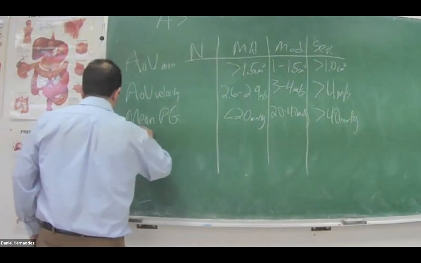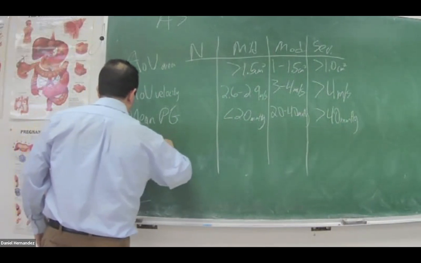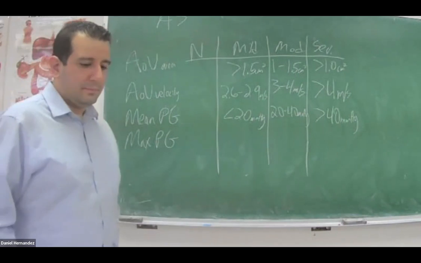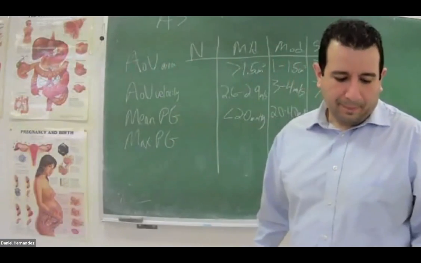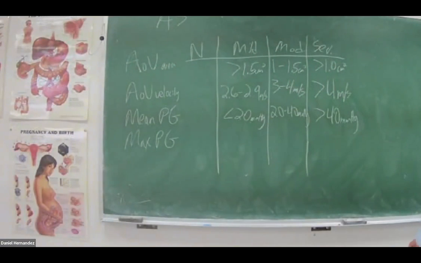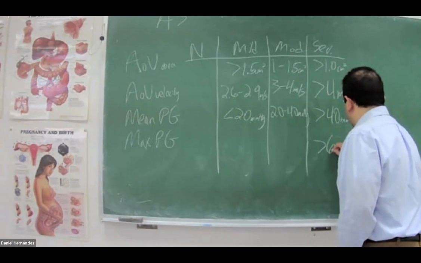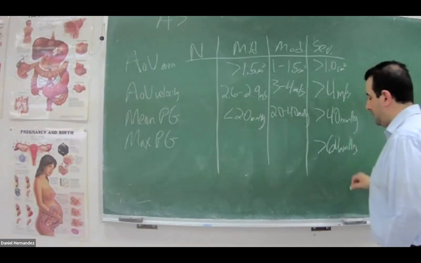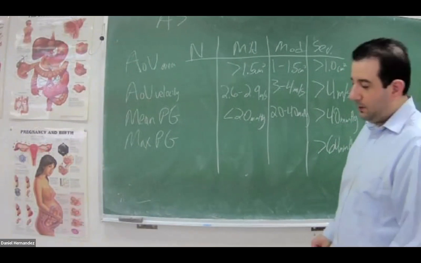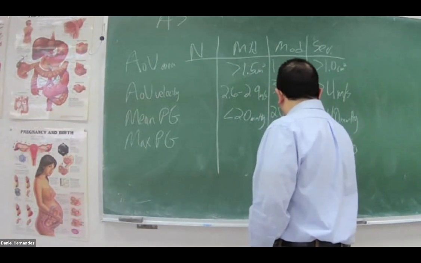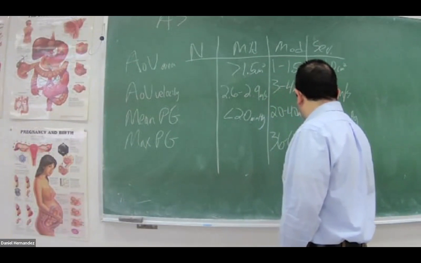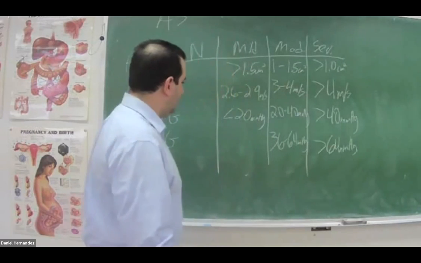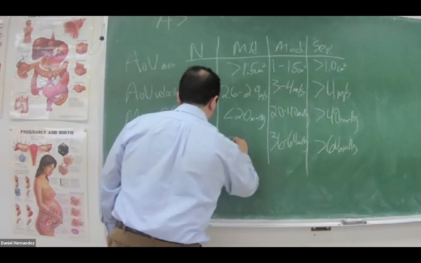You can also use max pressure gradient. For these values, severe can be greater than 64 millimeters of mercury, moderate 36 to 64, and mild is going to be 27 to 34.